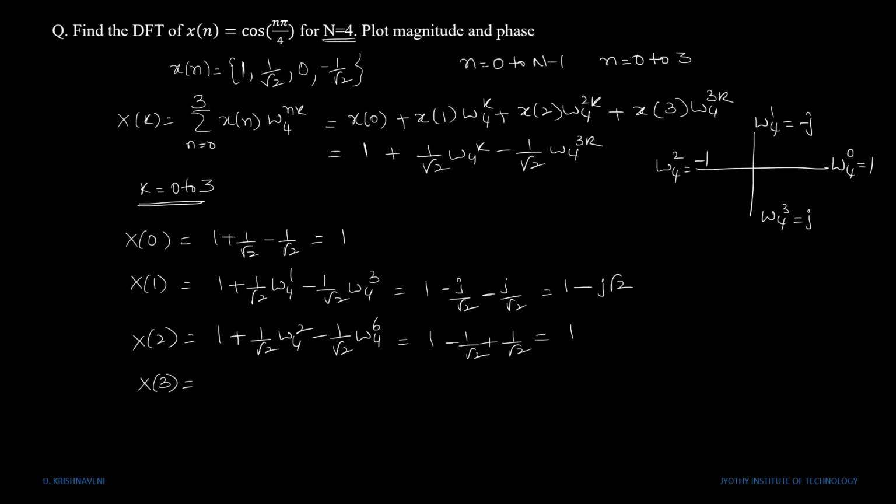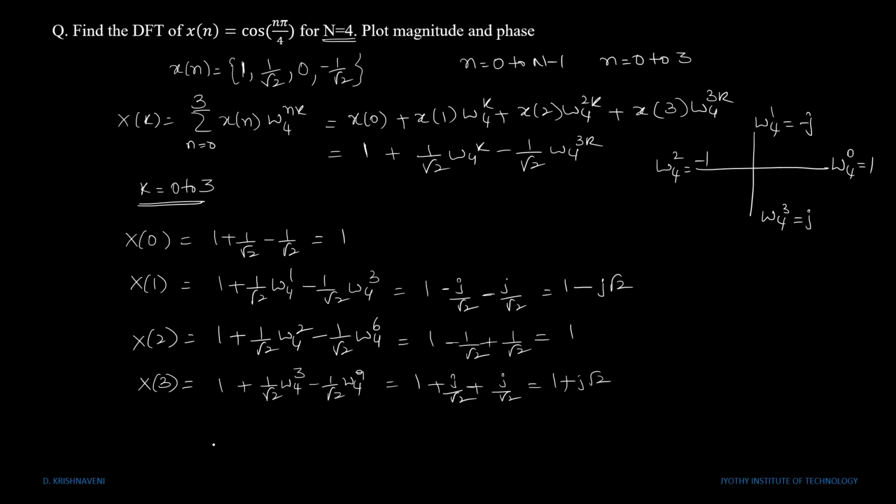Next substitute k equal to 3. So we will get 1 plus 1 by root 2 W4 to the power of 3 minus 1 by root 2 W4 to the power of 9. We have substituted k equal to 3 in this equation. So W4 to the power of 3 is j, so plus j by root 2. W4 to the power of 9 is 4 plus 4 plus 1, so W4 to the power of 9 is equal to W4 to the power of 1, that is minus j. So minus of minus plus j by root 2. So we will get 1 plus 2 by root 2 j, that is root 2 j.